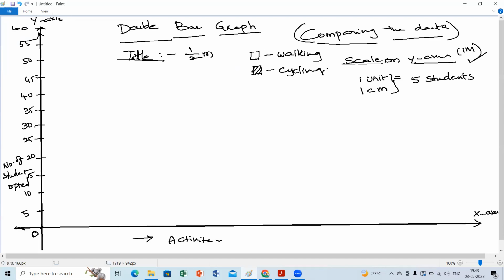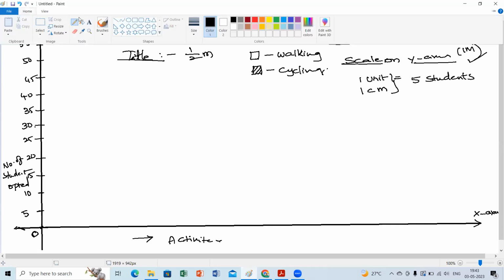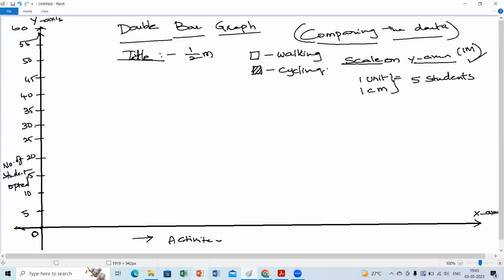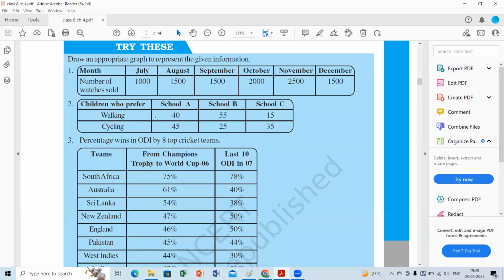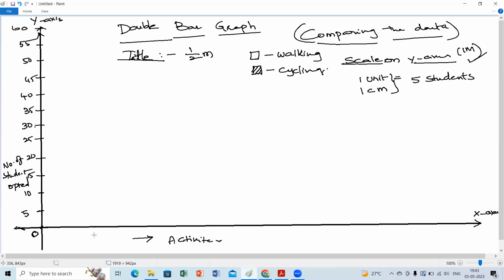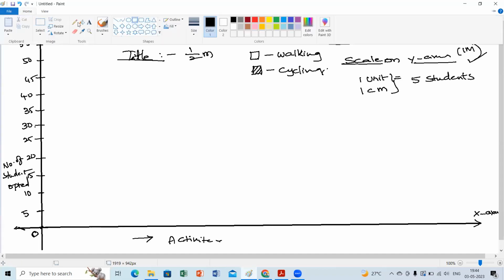Next, coming to walking, and walking we are taking as empty, right? And the shading part we are taking as black or any, for cycling. In school A, how many students are walking, children? 40. School A. We are taking first thing as school A, because there are multiple things I can take.